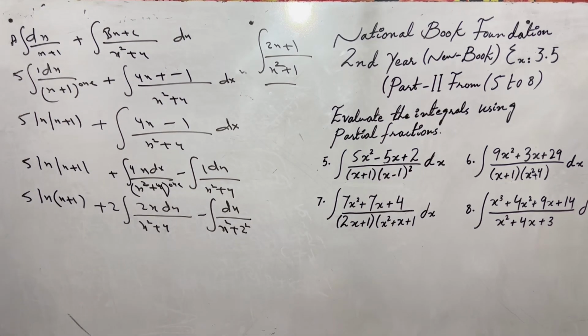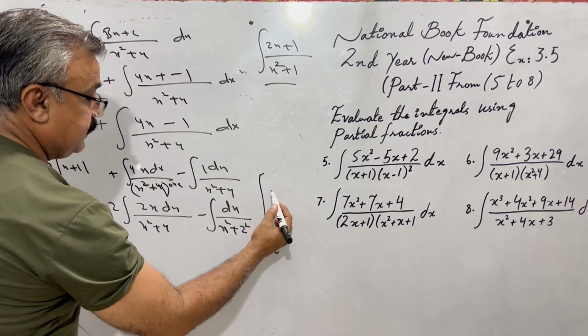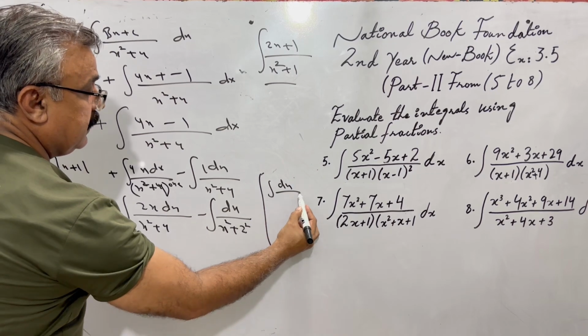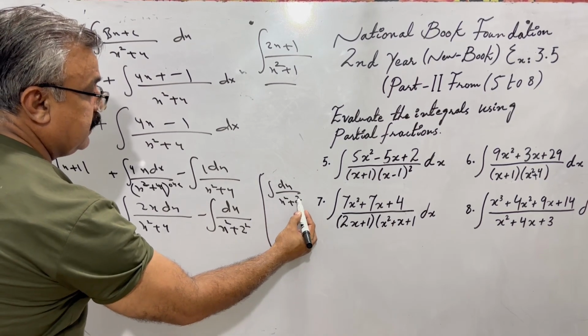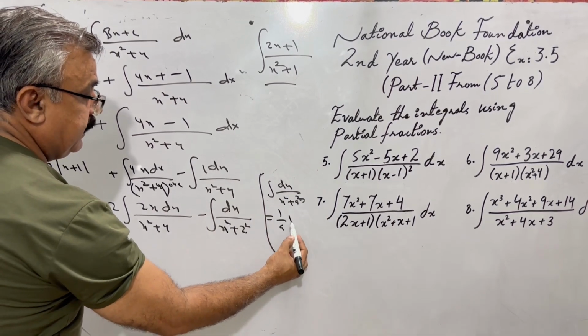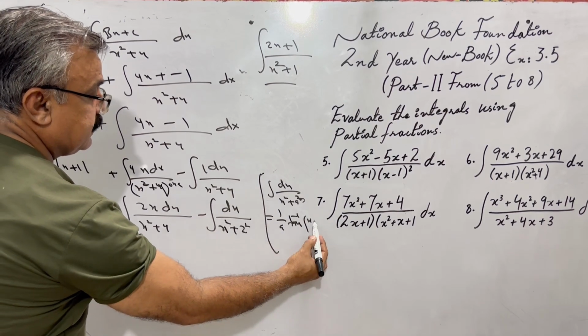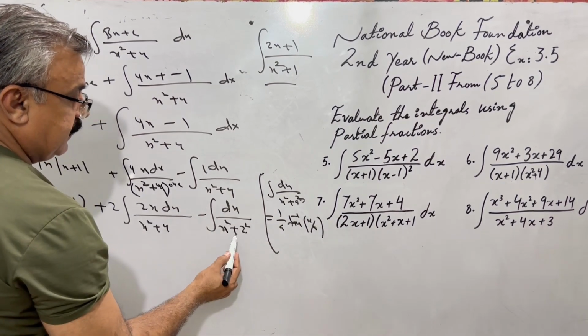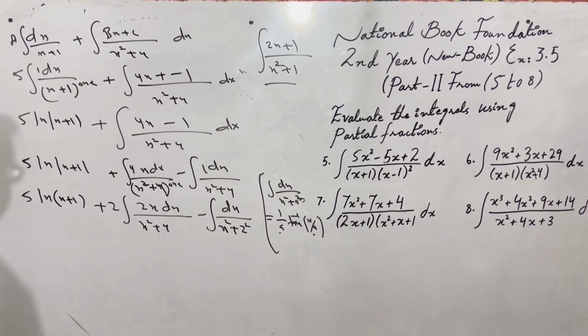Now everything is wonderful. What is the integration of this one, dx over x square plus a square? Let me give you a good idea: 1 over a tan inverse of x over a. Here instead of a we put 2. It's our answer.